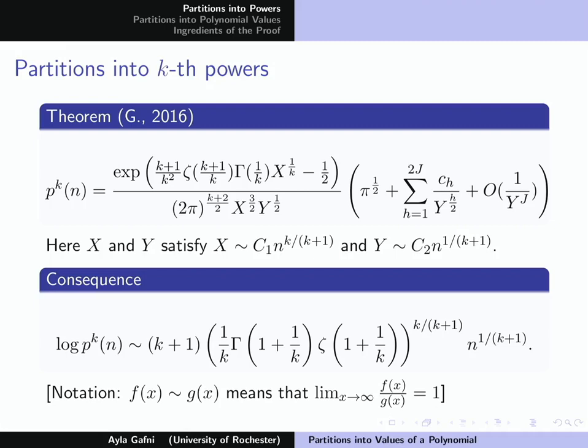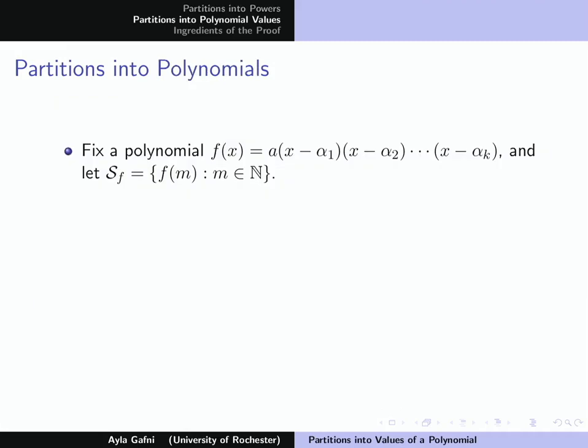So this is sort of where I'd like to start: we know how many partitions there are into kth powers, and I'd like to see how I can generalize this, where instead of using polynomial values of x to the k, can I use some other polynomial? So what I'm going to do is fix a polynomial, and I'm going to write it just in terms of its leading coefficient and the roots. And then we'll say, OK, the set of parts that I'm allowing is where this polynomial lands on the integers.